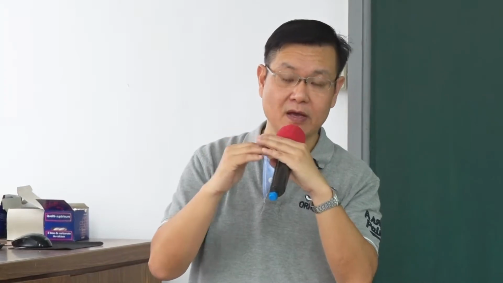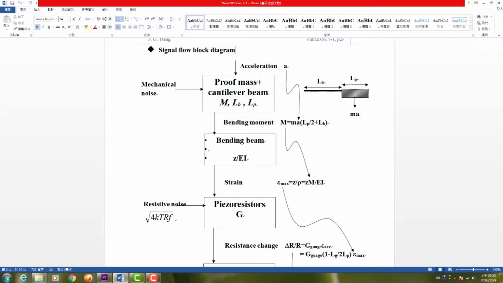Strain means the variation of the length corresponding to the original length. So you have a distortion, a length change on the top surface and the bottom surface. This can be measured by your strain sensor. The beam bending gives a stress on the top and the bottom, and the stress will also generate some strain.